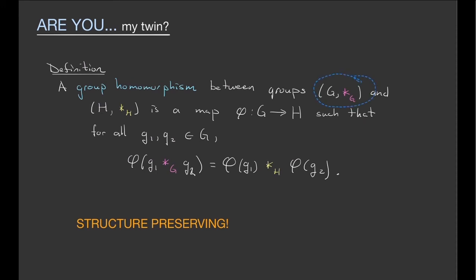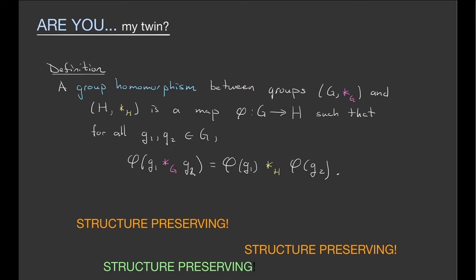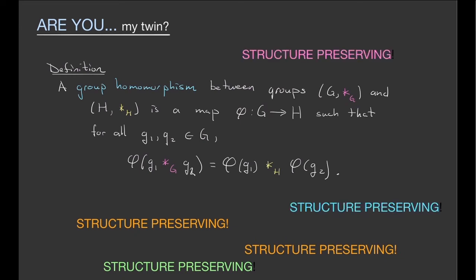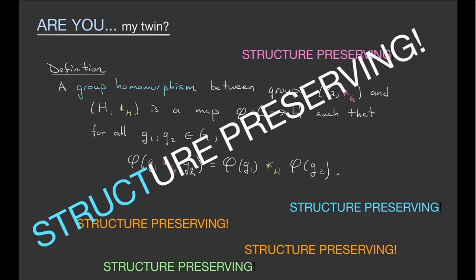Now, if you have two groups, you have two different composition rules. You have the composition rule over here, and then you have the composition rule over here. So besides having a function or map from just this set to this set, we also want it to behave in this nice way to interact with the structure of G and H. That's called structure preserving. Say it with me. Structure preserving. Here's how this works diagrammatically.